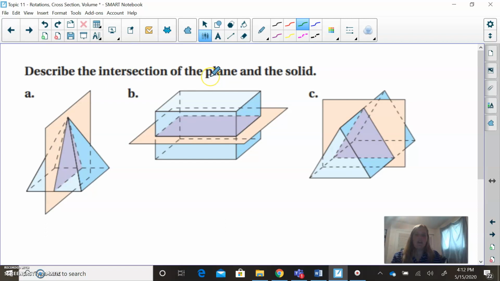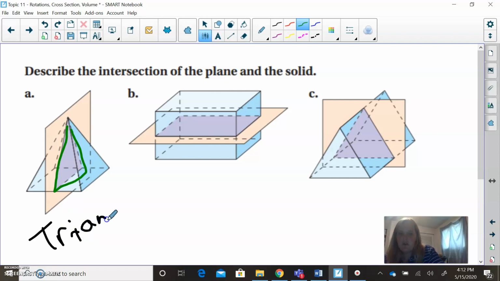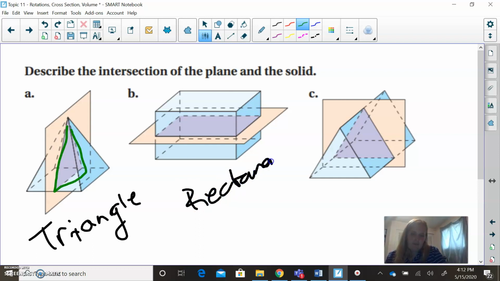Okay, guys. Describe the intersection of the plane and the solid. Right here, it's a triangle. So it's the shaded portion here. The cream colored part is where the knife cut through. This shaded portion is the face that it makes. That's your cross section. So for this one it's a rectangle. And this shaded portion, like I said, that again is a triangle.